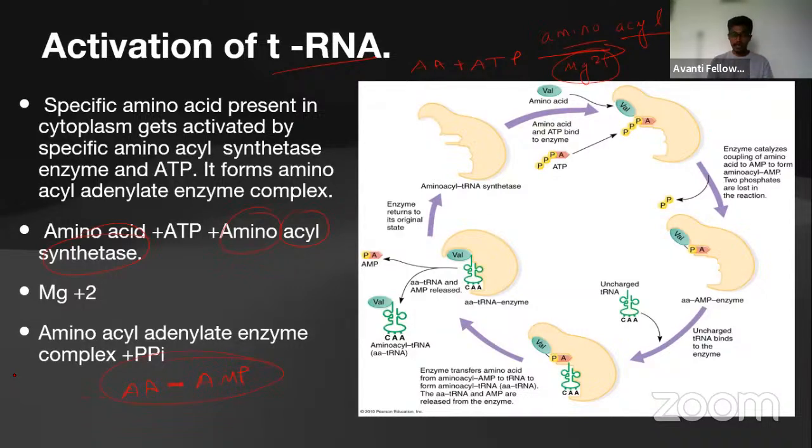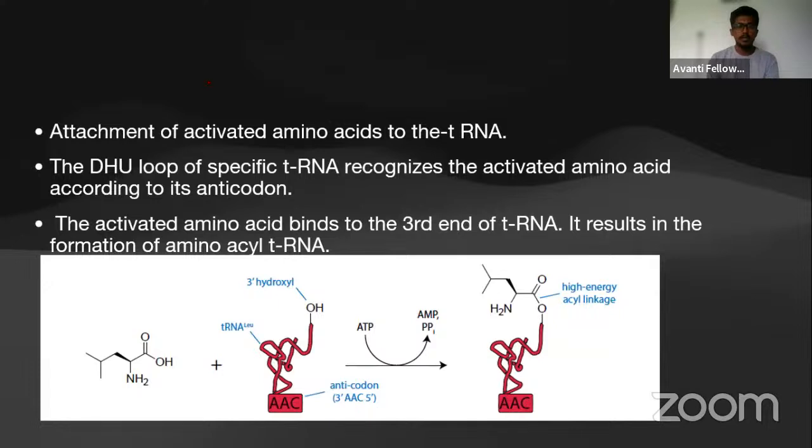Once this is done, now what will happen? A specific tRNA comes. This process of creating the amino acid and AMP complex is called activated amino acid. This amino acid and AMP will attach to specific sites of the tRNA. This attachment of an activated amino acid to the tRNA is called activated tRNA. So how do they get the energy? This AMP is the one that is used for the construction of the bond between tRNA and amino acid.